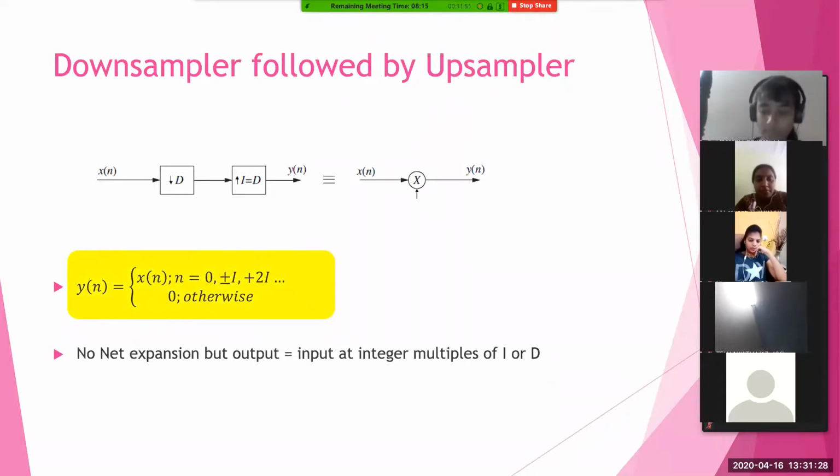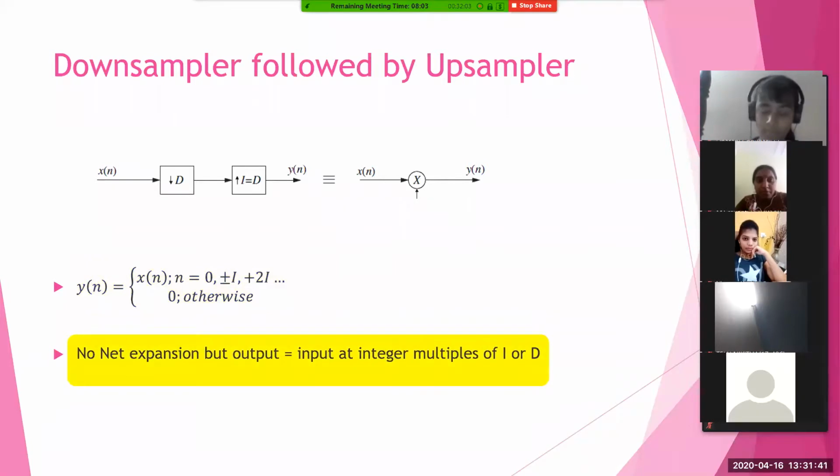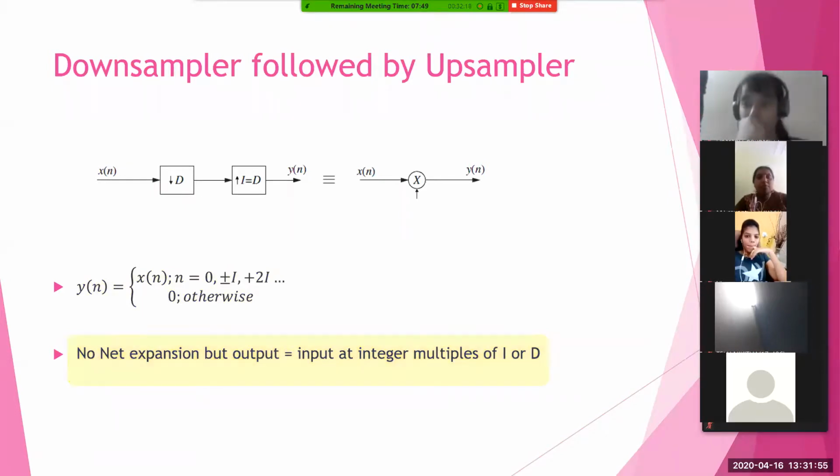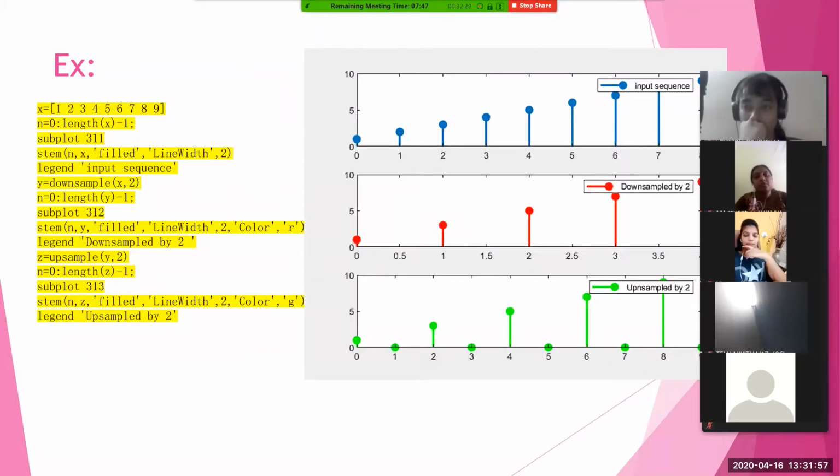So the output would be something like this. We have some values which turn out to be 0, which were not there in the original sequence. Here, as you can see, there is no net expansion, which means if there were 100 samples, there will be 100 samples. But what happens is that the sample values will change. And you can see this in this particular MATLAB example.